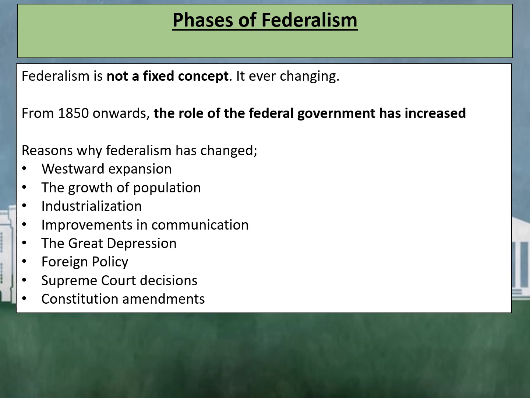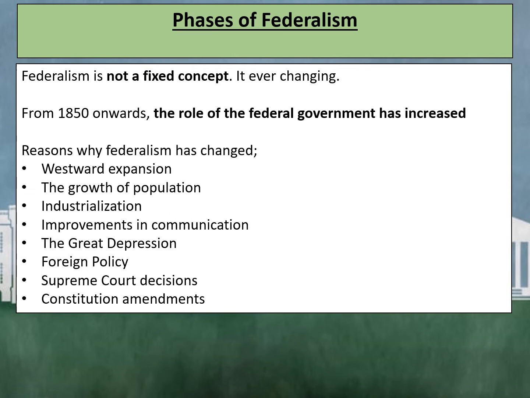Industrialization brought the need for government regulation, and the Federal Executive Department of Commerce and Labor was formed in 1903. Improvements in communication have also affected federalism, as modern technology has made communication easier. The Great Depression is the most significant cause for change, as this influenced the federal-state relationship. I will go into this in more detail later on in the video. Foreign policy affects federalism, especially after World War II, which changed the exclusive jurisdiction of the federal government.